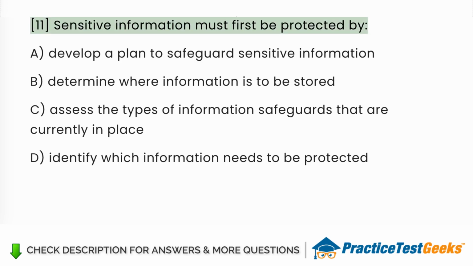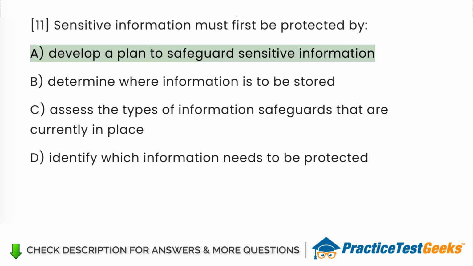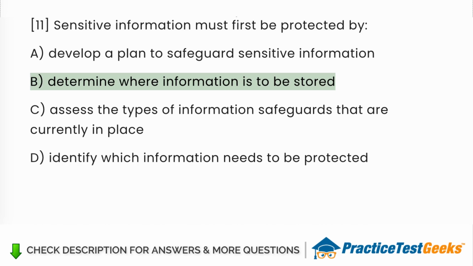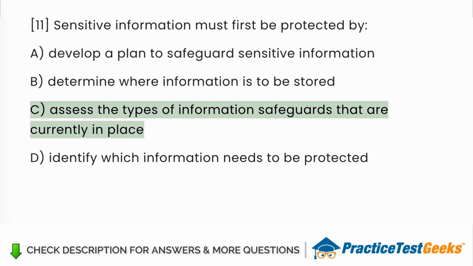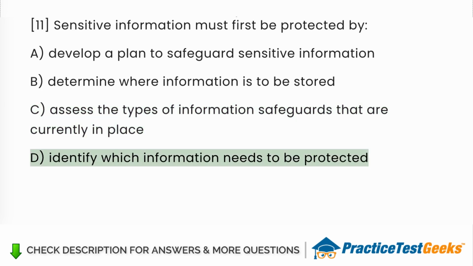Sensitive information must first be protected by A. Develop a plan to safeguard sensitive information. B. Determine where information is to be stored. C. Assess the types of information safeguards that are currently in place. D. Identify which information needs to be protected.